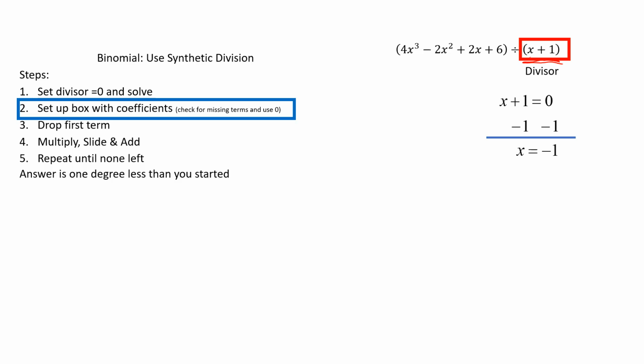If I had a 4th degree, I should have 5 terms. If I had a 6th degree, I should have 7 terms. So I should always have one more term than my degree.